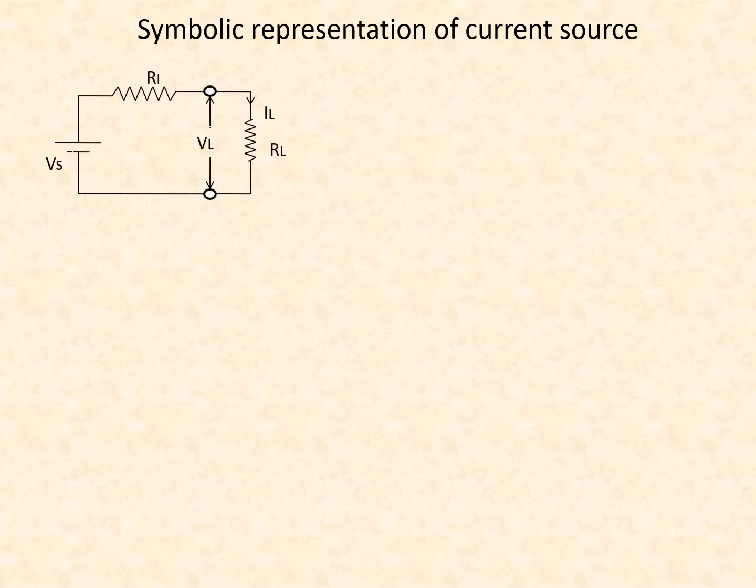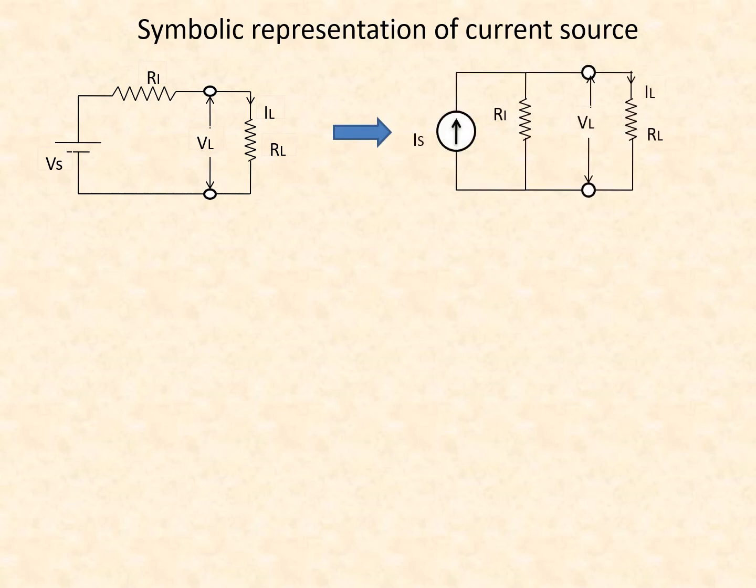Let us see how current source is symbolically represented. In previous slide, we have seen this diagram. This diagram can be treated as voltage source or current source. Let us assume it is being treated as current source. So symbolically, this diagram is shown like this.